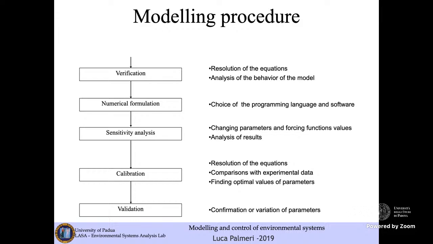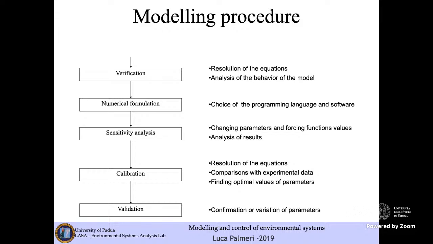calibration. In calibration, you are resolving the equations of a model, you are comparing the results of your model with experimental data, and you are changing the values of the parameters in order to find optimal values representing the experimental data. This is the step of calibration. Once you have finished with calibration, your newborn creature has gained the status of self-consistent mathematical description of an environmental system.